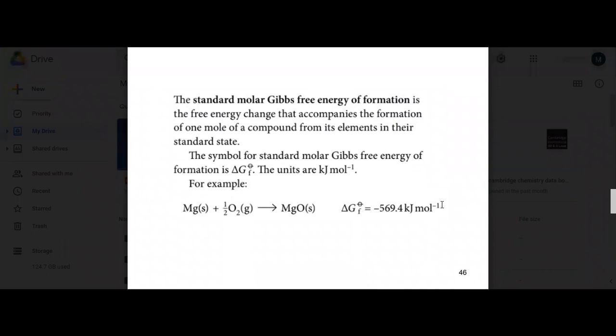To find the delta G of the system, we can also use the delta G formation, delta G f. The units are the same as delta H, so this is kilojoules per mole. So delta G formation is the free energy change when 1 mole of compound forms from its elements under standard conditions. The definition is quite the same as delta H f, or delta H formation, but in this case it is the Gibbs free energy change when 1 mole of compound is formed from its elements under standard conditions.